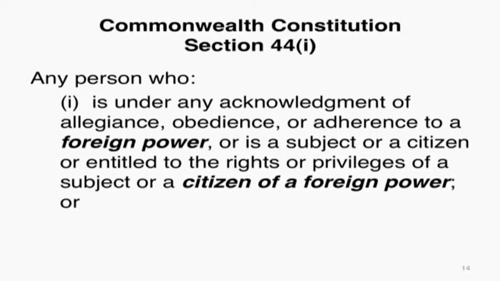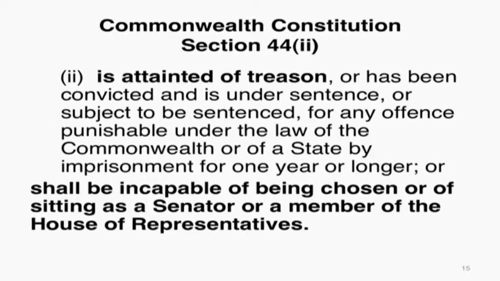Section 44, subsection 1 of the Constitution states, any person who is, under any acknowledgement of allegiance, obedience or adherence to a foreign power, or is a subject or a citizen, or entitled to the rights or privileges of a subject or a citizen of a foreign power. Section 44, subsection 2, is attainted of treason.